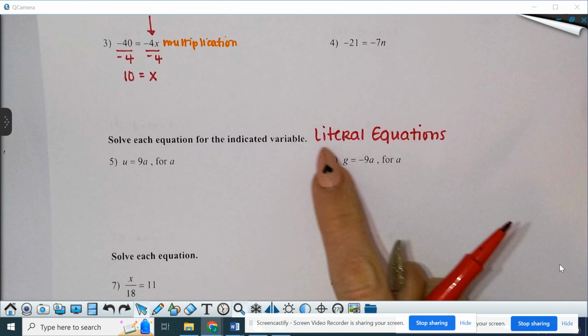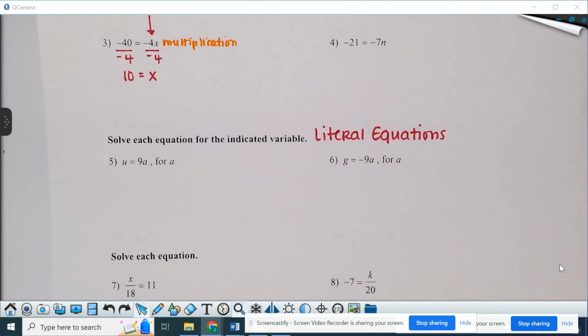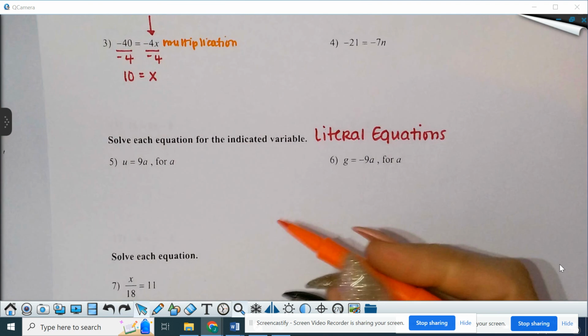So literal equations. All that is saying is that it's never going to be x equals 10, x equals 4, x equals 174. It's never going to be, because there are multiple variables, which means there's more than one letter. If you didn't like one, hold on to your britches, because you're going to get extras now. But just like the ones before with the numbers that were super easy, this is 9 times a.